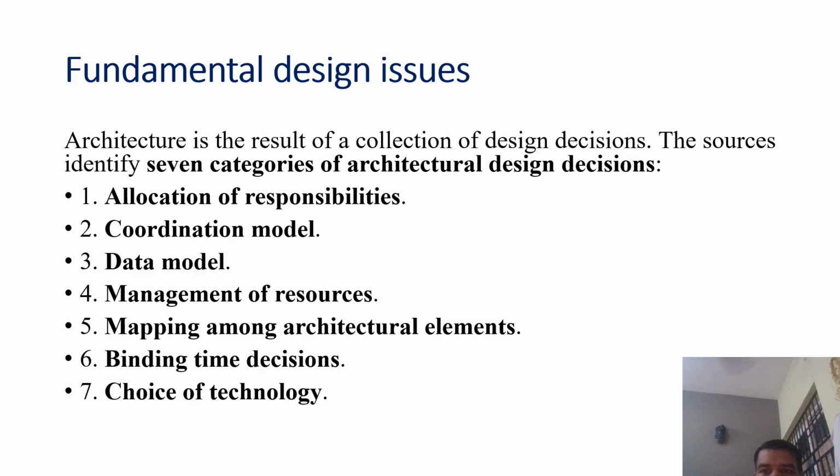And the next topic is the fundamental design issues. The sources identify seven categories of architecture design decisions. The first one is the allocation of responsibilities, then coordination model, data model, management of resources, mapping among architecture elements, binding time decisions, and choice of technology. So these are the fundamental design issues.